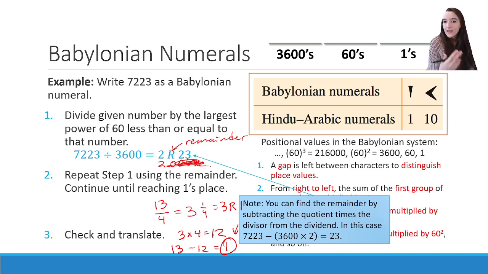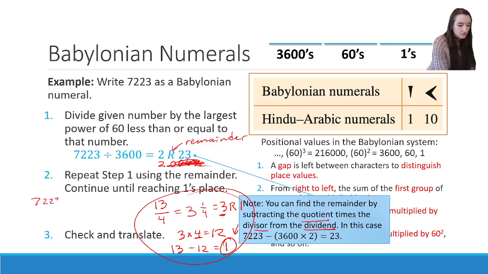Now, there is more than one way to find the remainder, but the way I'm going to teach is doing this process. We subtract the quotient times the divisor. So in this case, the quotient was 3, the divisor is 4. I take that, 3 times 4, 12. I subtract it from the dividend, which was 13. So here, that means I take 7,223 minus 3,600 times 2. 3,600 times 2 is 7,200. And that's going to equal 23. So that's where that remainder comes from.